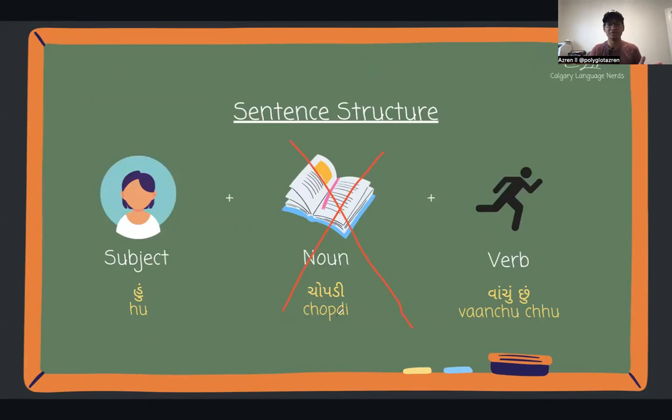The most simple sentences in Gujarati have a subject and then some verb or verb phrase. Hun vanchu chu, I am reading. Hun lakhu chu, I am writing. Hun doru chu, I am running. Hun khau chu, I'm eating. Whatever the sentence is, that is the most simple sentence that we can have in Gujarati. Okay.